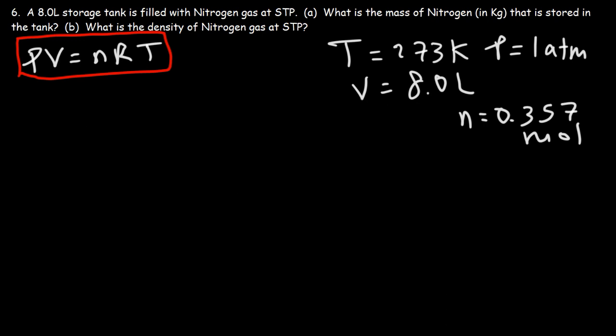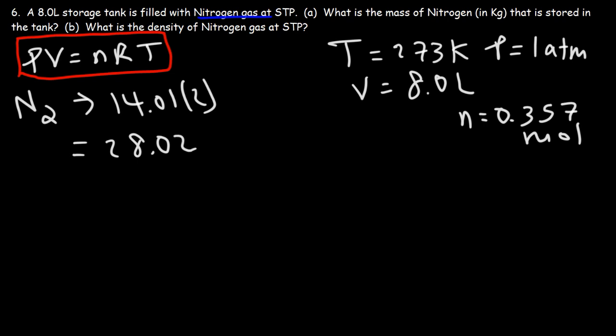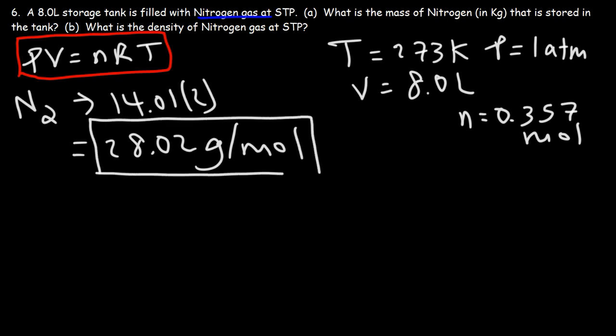Now the next thing that we'll need to do is use the periodic table to calculate the molar mass of nitrogen gas. The chemical formula for nitrogen gas is N2, and the atomic mass of a nitrogen atom is 14.01. So multiply that by 2, the molecular mass is going to be 28.02. Now, you can leave this as 28.02 atomic mass units, or you could use the units grams per mole, which is what we're going to use. So that's the molar mass of N2.